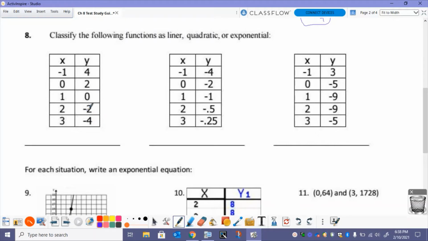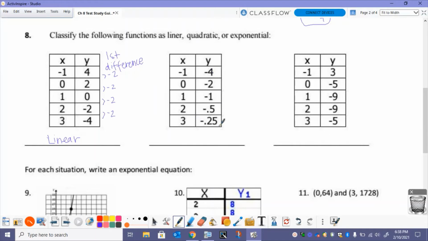So negative 4 minus negative 2. That's negative 4 plus 2, so it leaves us with negative 2. Negative 2 minus 0 leaves us with negative 2. Looks like we're on the right track. 0 minus 2, negative 2 as well. And 2 minus 4, also negative 2. So notice that this was the first difference when we got the same number. So because it was the first difference that we subtracted, that means this is a linear function.